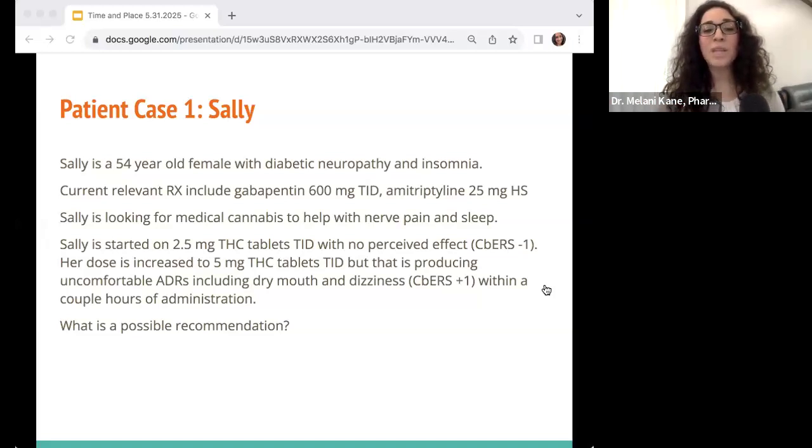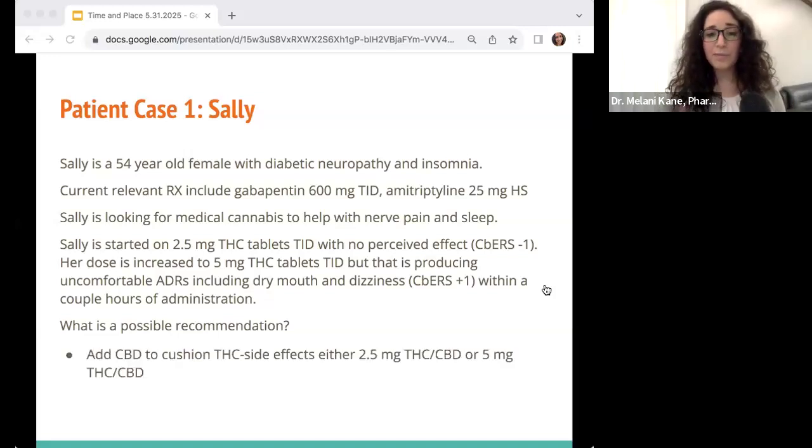So logically, we double the dose. She already has it at home. So we take 2 pills. And now we're having uncomfortable side effects. We're having dry mouth, dizziness, and this is all happening relatively soon after administration. So it's clearly a cannabinoid related adverse reaction and not timing related. So this is a CBERS of +1. We have to change the dose.